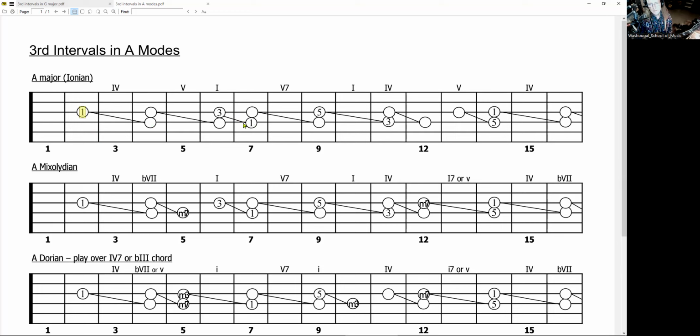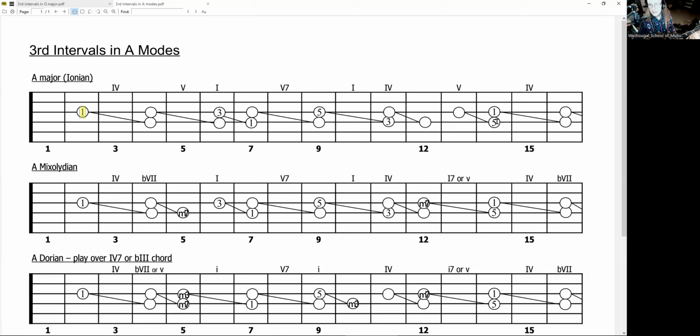So the two stops, we're going to call these stops, that will fit with an A major chord will be this one and this one. Now notice those are two stops apart, so you can have fun changing between the two, including the one in between as a kind of passing tone.